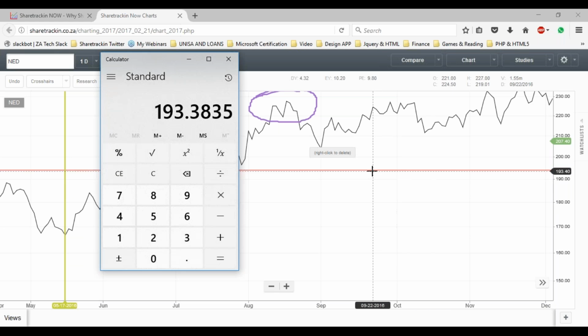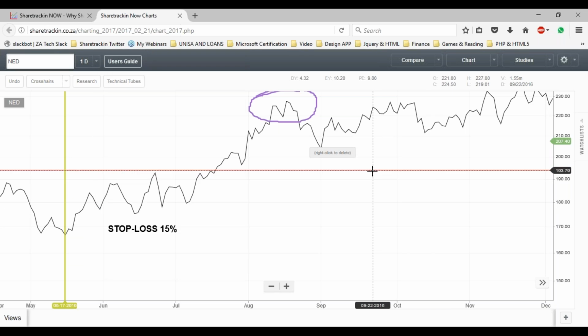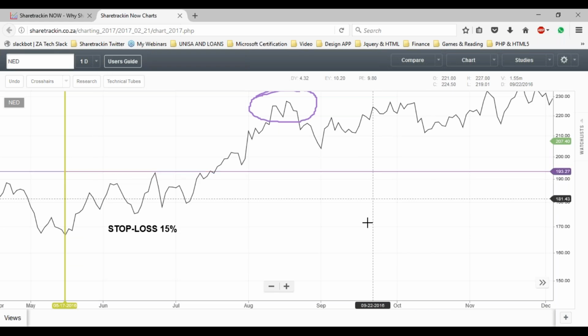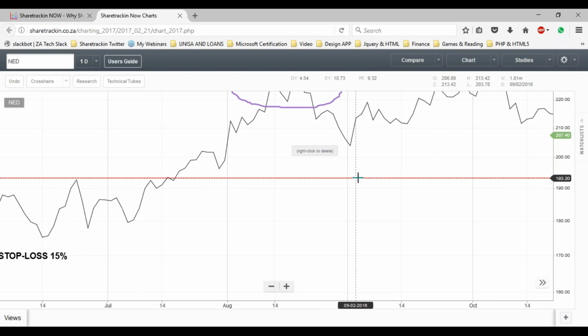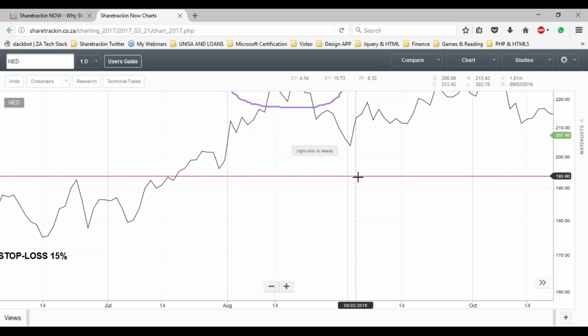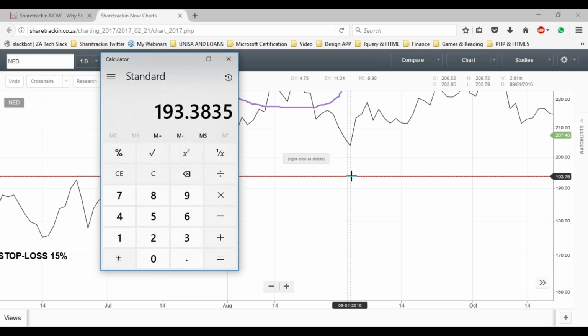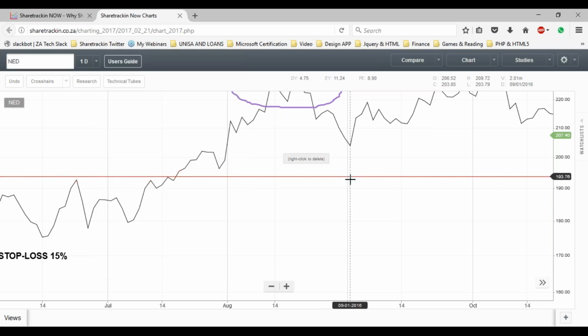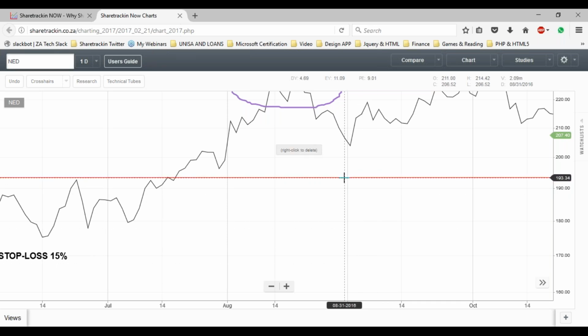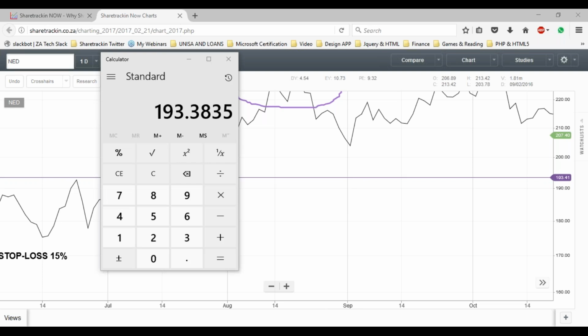What do we have? That's a little bit still too high. Let me just zoom a little bit in. I think the closest that we're going to get here is going to be 41. That's close. That's it. I'm going to leave it on 41. I'm happy with that. So my stop loss should be in the region of 193.38.